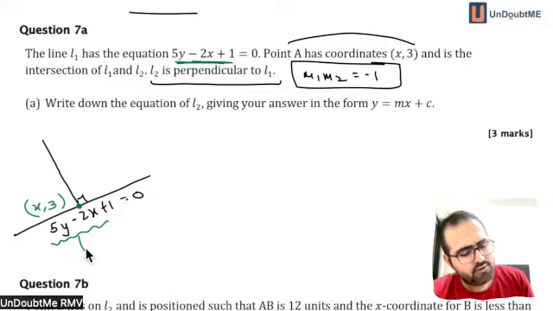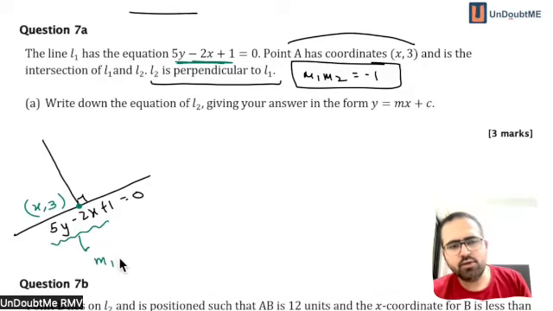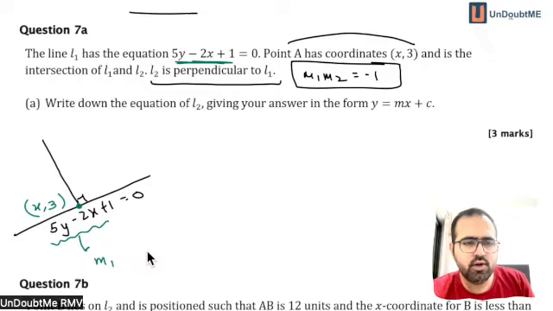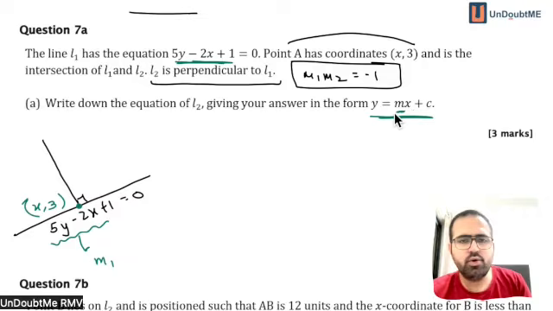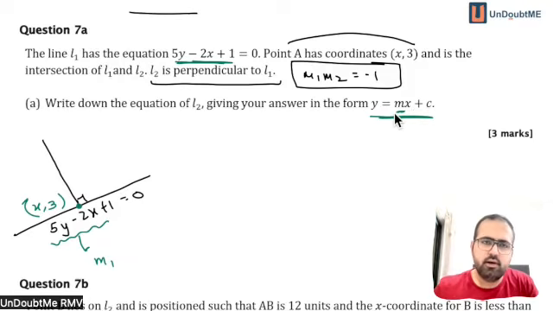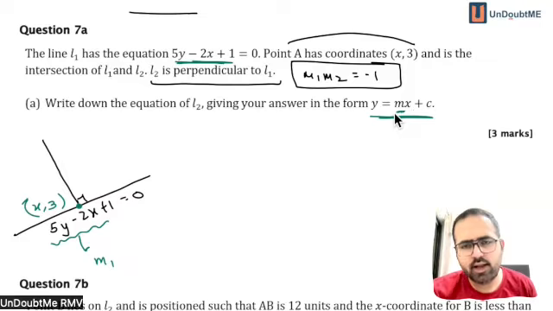From this equation, I will get the gradient. Let's say that is m1. Then using m1 times m2 is equal to minus 1, I'll get m2 also. If I have the gradient and if I have a point, I can use this equation to get the final form. Take it like a hint, quickly do it. It will take 2 to 3 minutes. After 2 minutes, I'll start my working, till then give it a try.